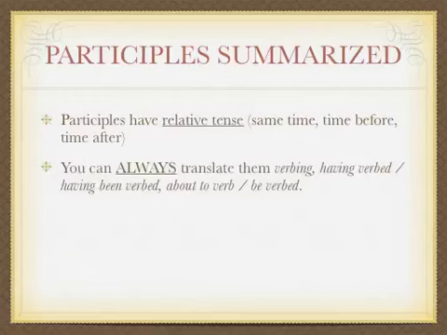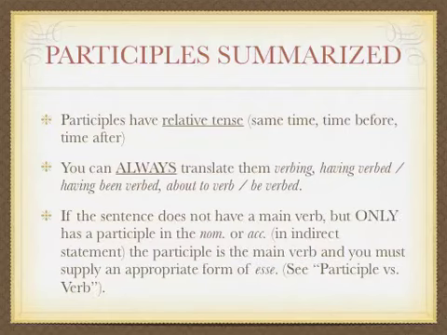You can always translate them verbing, having verbed, having been verbed, or about to verb or be verbed. And if the sentence does not have a main verb, but only has a participle in the nominative, or accusative in an indirect statement, the participle is the main verb, and you must supply an appropriate form of esse. You can see the participle versus verb recording if you want. If you want to work further with participles, I forgot to make a page saying this, you should go to Colby, page 21, and just start doing some of the sentences there.